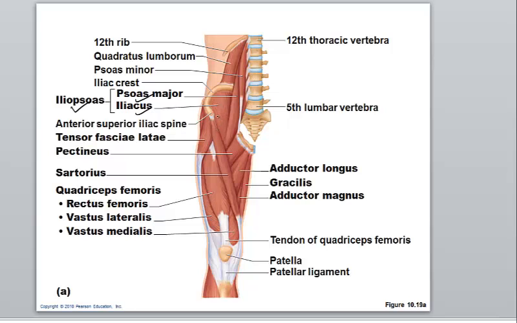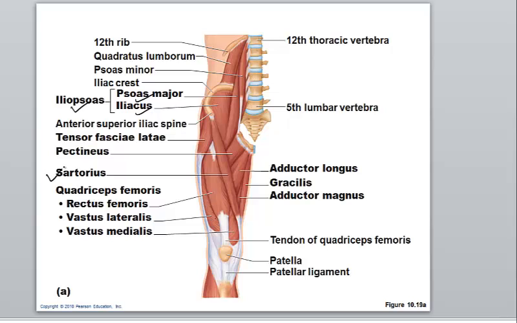The iliacus is responsible for flexing your thigh or flexing the trunk on your thigh. So it pulls the trunk on your thigh or thigh towards the trunk, okay? Psoas major basically does the same thing. So it causes the lateral flexion of the vertebral column as well, okay? So those are the muscle groups that you have.